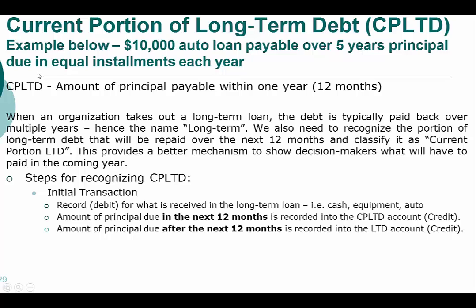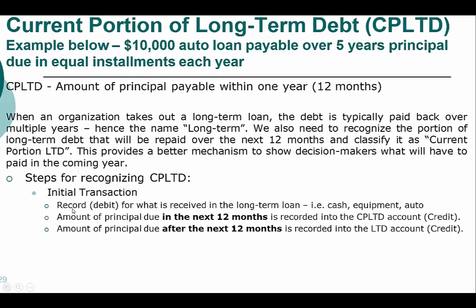In our example, we have a $10,000 auto loan payable over 5 years, so that is the long-term debt. The principal is due in equal installments each year. The loan is $10,000 over 5 years, so we would be paying $2,000 per year, which is $10,000 divided by 5. So when we do the initial recording, the amount that's going to be due in the next 12 months, based on our definition, will be one installment of the 5 years, which is $2,000. So let's look at it.